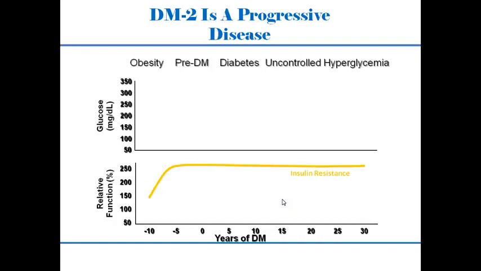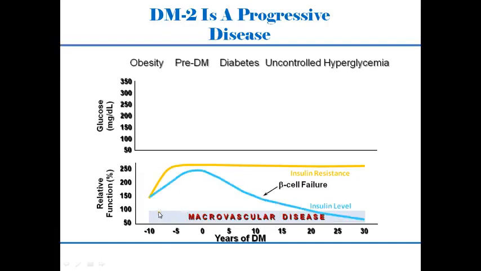So insulin resistance will be there. It develops. The patient initially has obesity, pre-diabetes, diabetes, and then uncontrolled diabetes, hyperglycemia. So the patient starts developing insulin resistance, and with this insulin resistance, he starts having macrovascular diseases. Zero is the point when you have discovered the patient has diabetes, and before this he doesn't know that he has diabetes. So you can see the insulin resistance is still there 5 years before he has been discovered as having diabetes, and he has developed the macrovascular diseases.